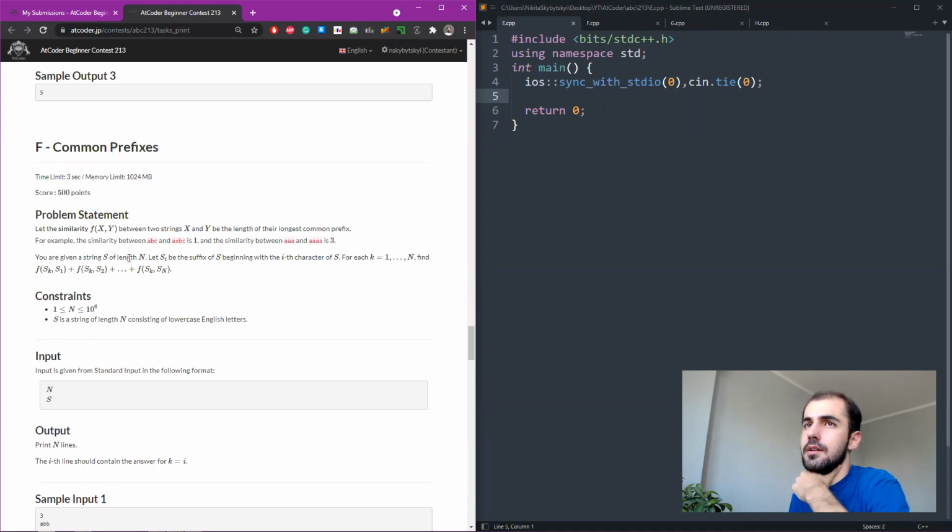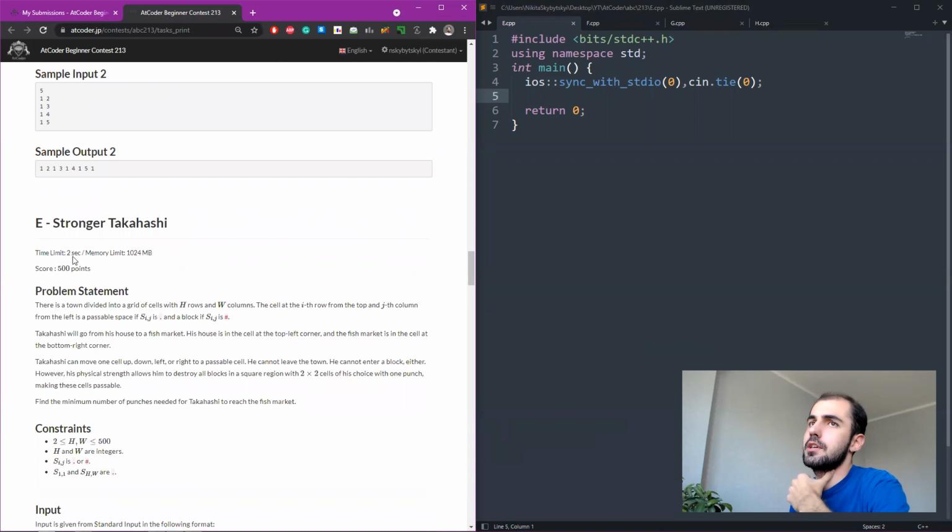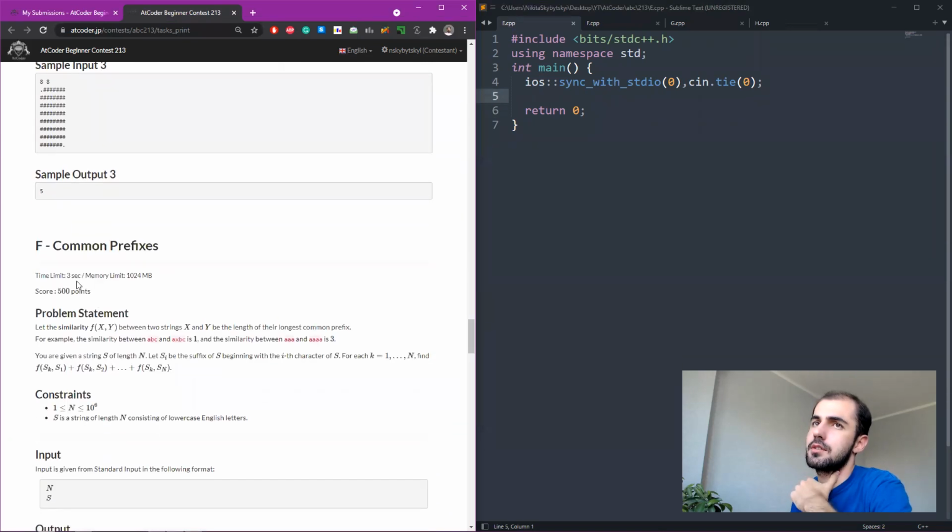We are given a string s of length n. Let s_i be the suffix of s beginning with the ith character. For each k, find... It sounds like something to do with suffix array. Also, the time limit for that problem is increased from 2 seconds to 3 seconds. But it definitely has something to do with classical string algorithms.